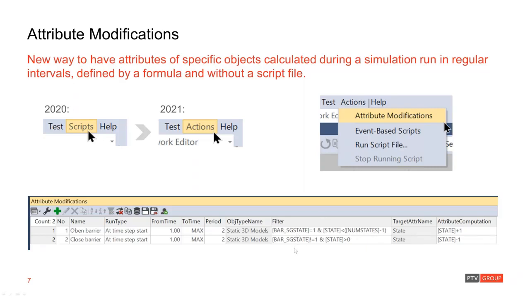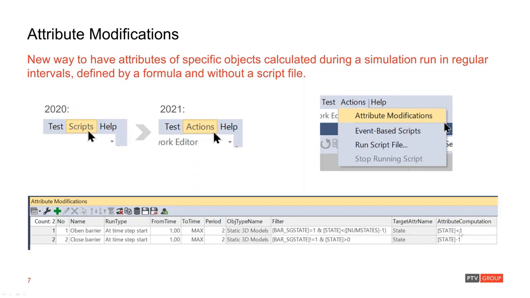And well, in this example, it says if the signal state is 1, so that is a user-defined attribute of the static 3D model, and if the signal is 1, so it is green, and the state is not open, which is the maximum number of states. So in this case, I believe it's 5 or 6.